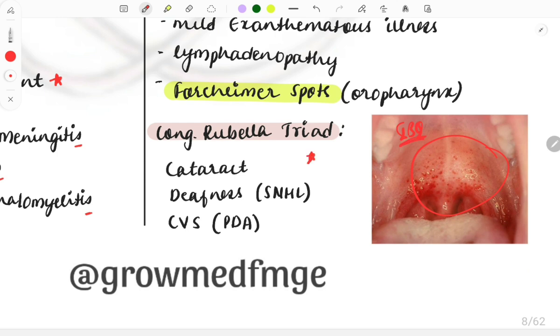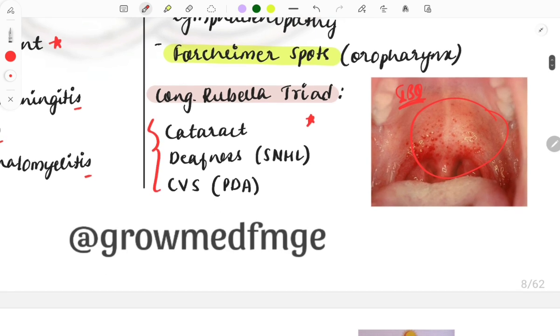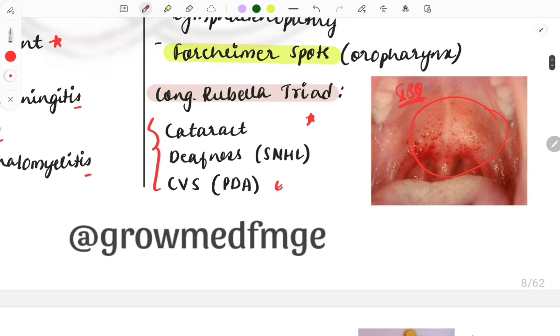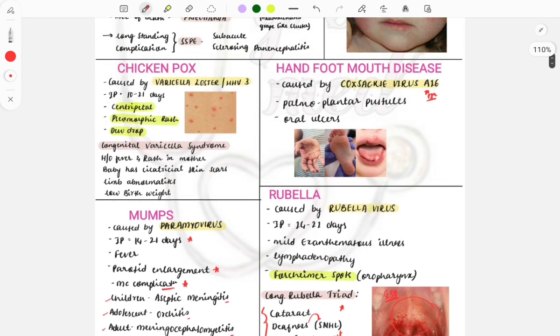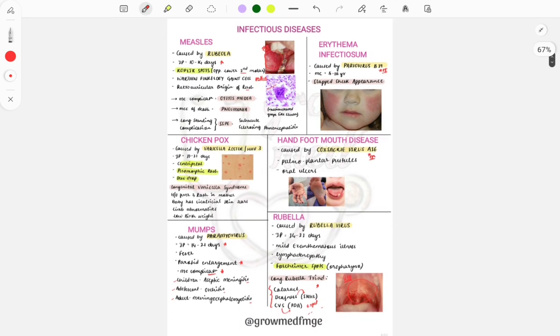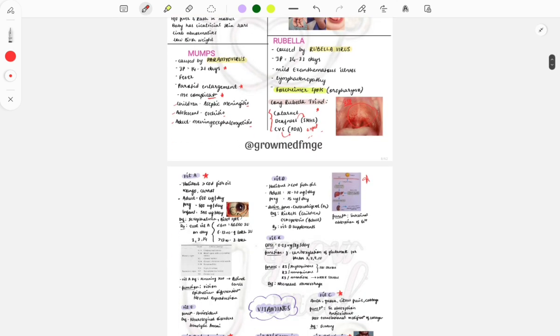Then this is also a repeat topic. Congenital rubella syndrome consists of the triad, and questions can be asked like all of the following are the components of the triad except, and they can describe one exception. So cataract, deafness, which kind? Sensorineural hearing loss, and CVS, most commonly PDA, patent ductus arteriosus. Okay, so these are the congenital rubella syndrome key features. These were some important infectious diseases which you must know.